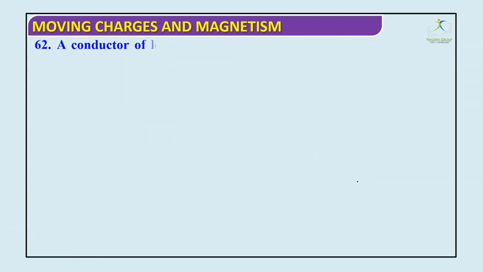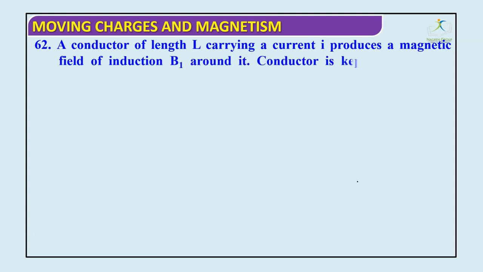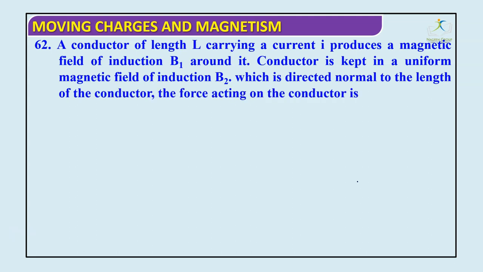Next question, we have a conductor of length L carrying a current I produces a magnetic field of induction B1 around it. The conductor is kept in a uniform magnetic field of induction B2, which is directed normal to the length of the conductor. The force acting on the conductor is, these are the options. The correct answer for this question is B2IL, the second option.